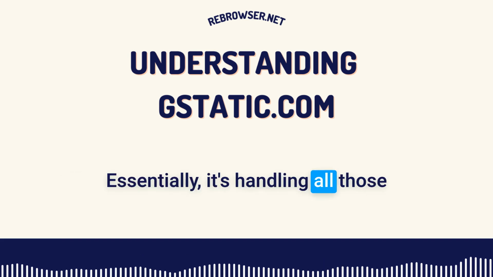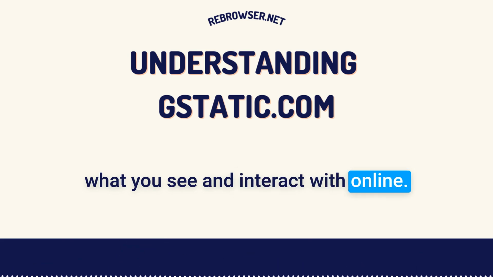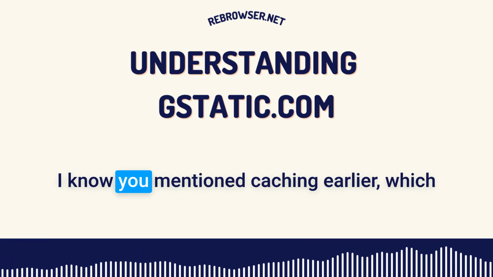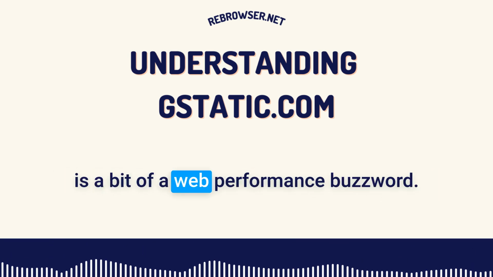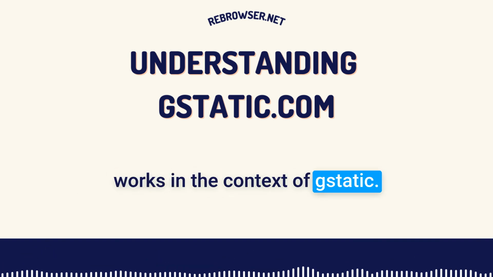Essentially, it's handling all those core building blocks that make up what you see and interact with online. So that's a pretty big range of stuff it's taking care of, and it does it all so quickly. I know you mentioned caching earlier, which is a bit of a web performance buzzword. Can you explain how that works in the context of gstatic.com?